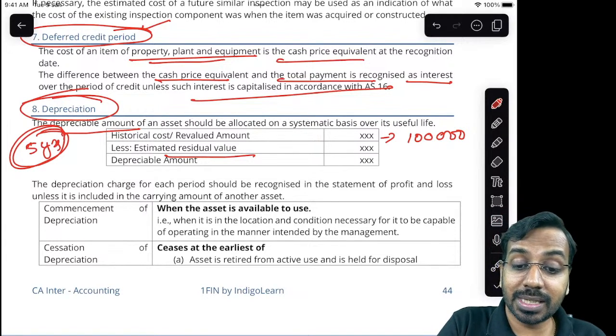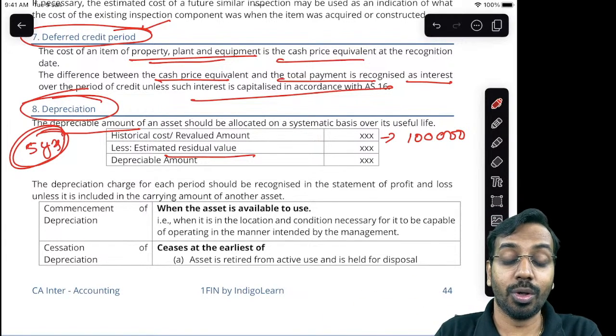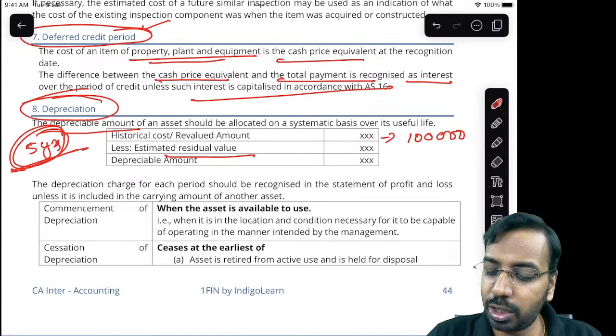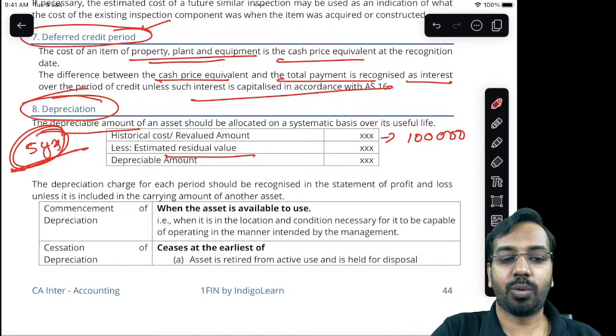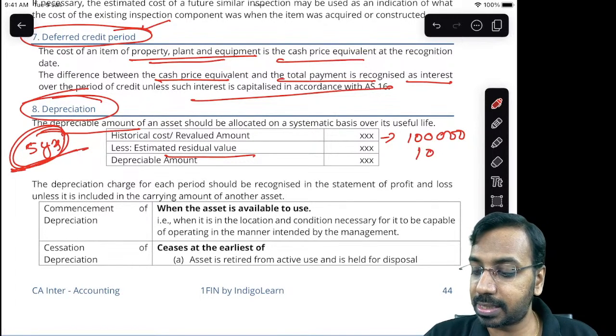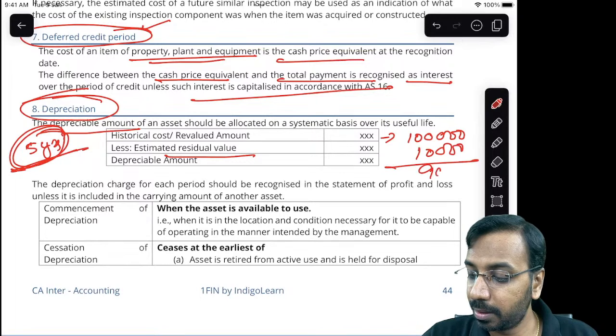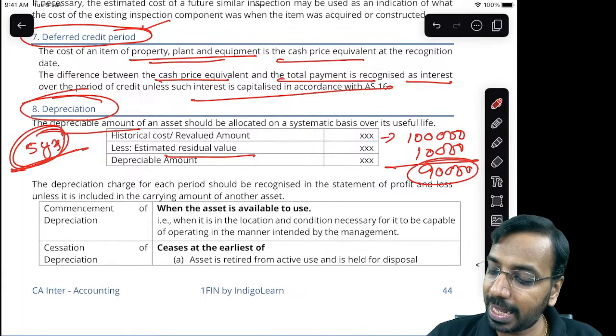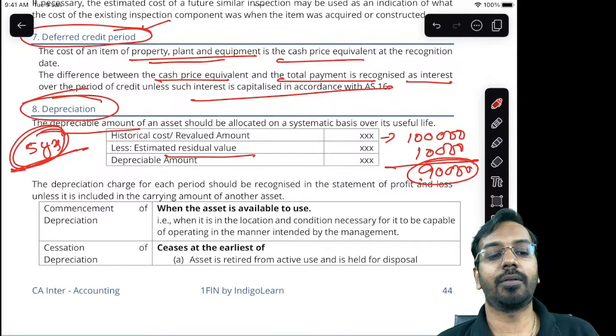Because if we sell after 5 years and take that value, it will be a future value. We need today's value. So what the standard says is, what is the value you will get by selling a 5-year-old asset today? That is called the residual value. Let us say 10,000. Balance is 90,000. This 90,000 is called the depreciable amount, and this 90,000 is allocated over 5 years.